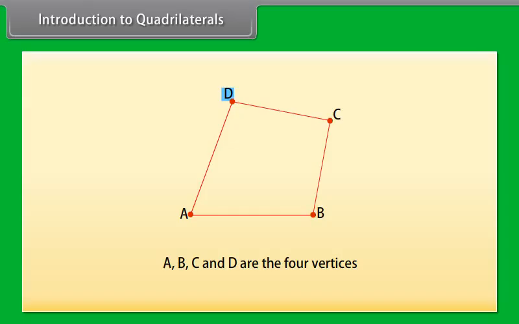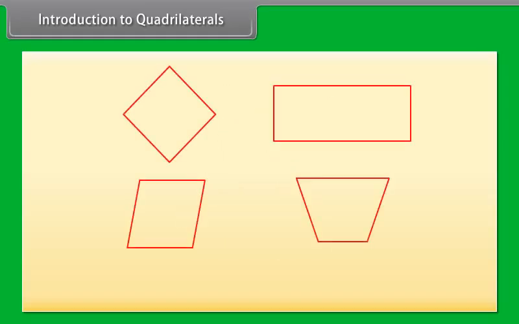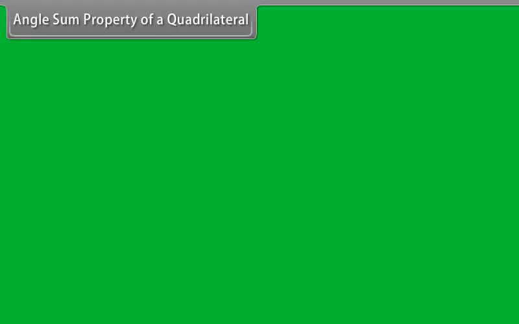Now what will happen if we join its opposite vertices? If we join the vertices A to C and B to D, we get the diagonals. So, AC and BD are the diagonals. Look at these shapes now. These all are quadrilaterals because they have 4 sides, 4 angles and 4 vertices.